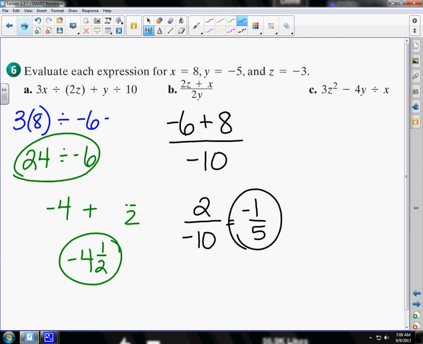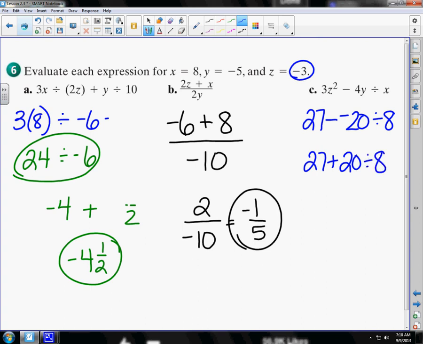All right, now 3 times z squared. Well, z is negative 3. So negative 3 squared is 9. 3 times 9 is 27, minus 4 times y, negative 5, which would be negative 20, divided by x, 8. So I'm going to have 27 plus 20 divided by 8. 20 divided by 8 is 2.5. And then you have 27 plus 2.5, which would be 29.5.